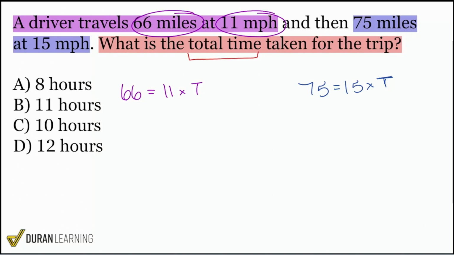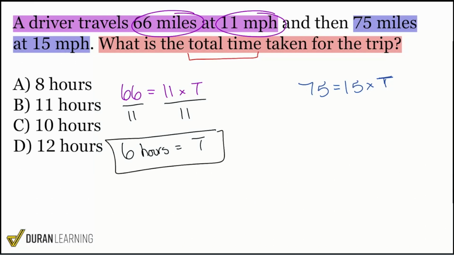So everybody, we are going to divide. We'll divide both sides here by 11. 66 divided by 11 gives us what? That's going to give us 6. So we have 6 hours right there equals time. Now we're not done. We have to go ahead and find the time over here. So we'll divide both sides by 15 on the right side.